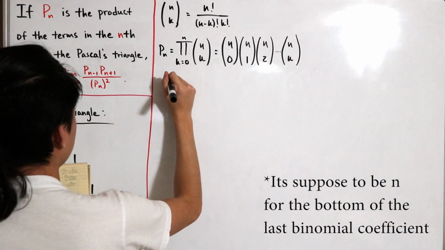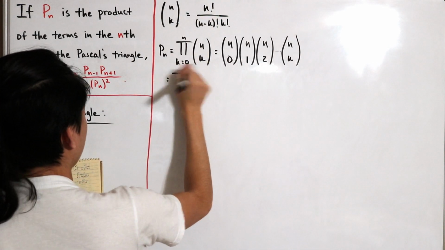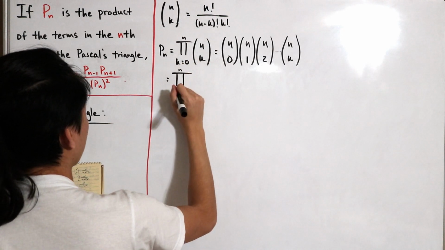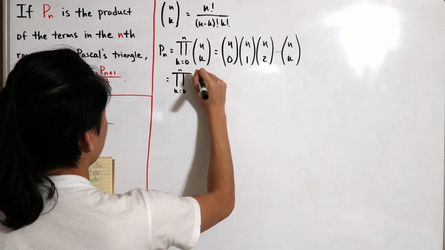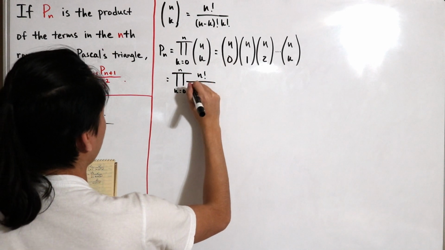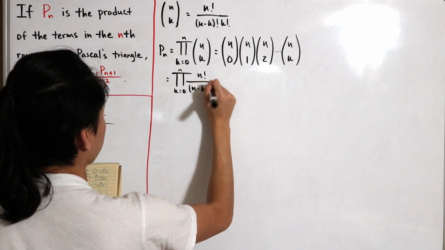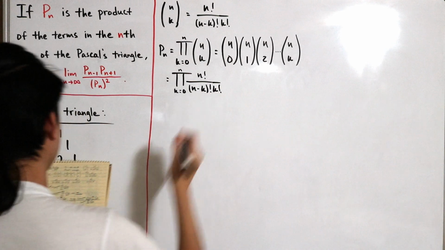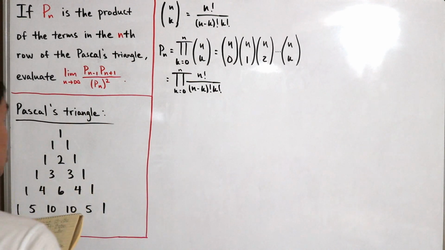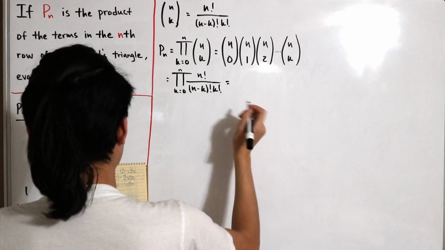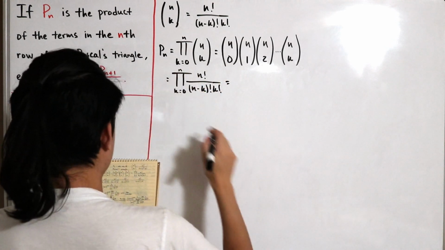In other words, you can say that this is actually just, substitute our definition, the partial product over k equal to 0 to n of n factorial divided by (n minus k) factorial times k factorial. All right, so now let's actually expand this out a bit. What we do is go all the way up to the nth term.